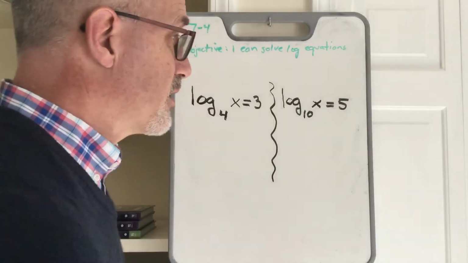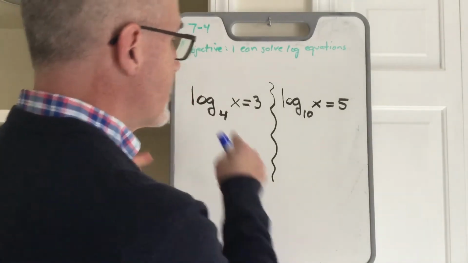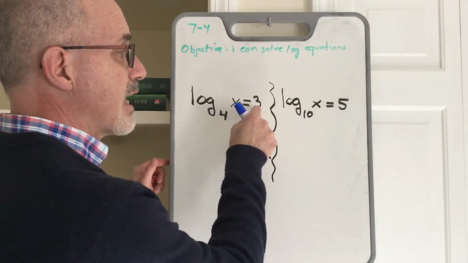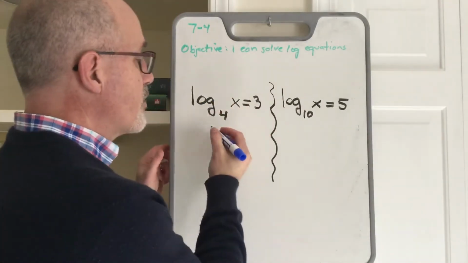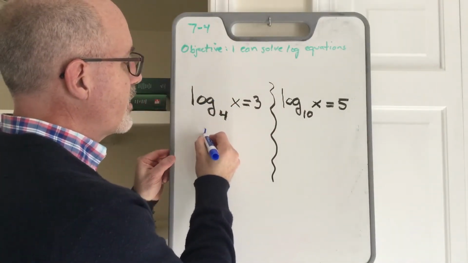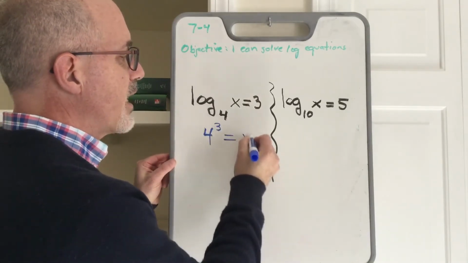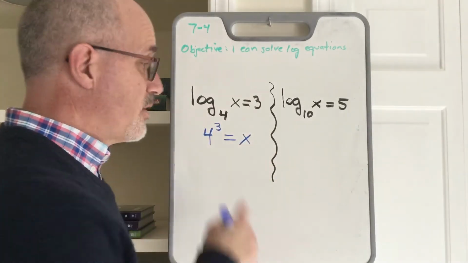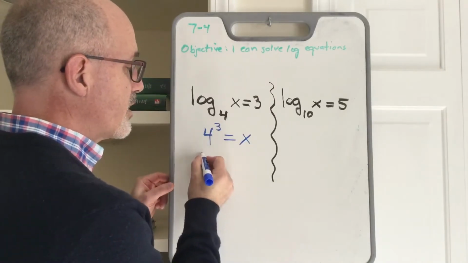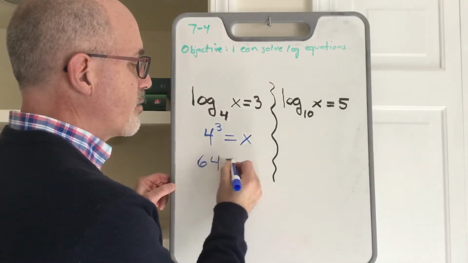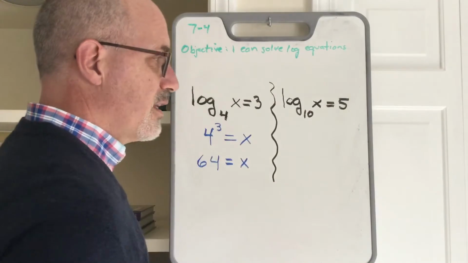If you look at this first equation, this is the base, this is the exponent, and that's the answer to the conversion. So if I convert it into an exponential, I get 4 to the third equals x. Now all I have to do is take 4 to the third, which is 64, and that equals x. Let's have you try this one.